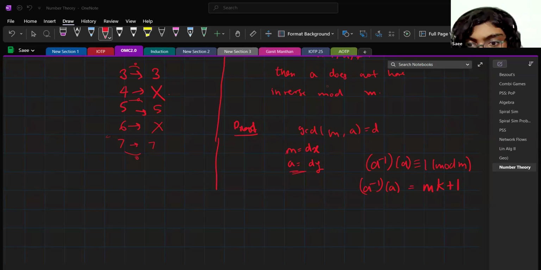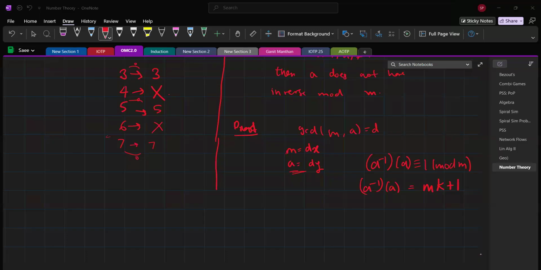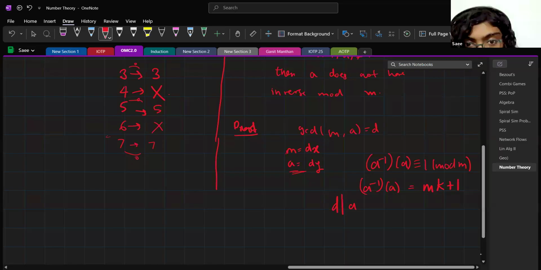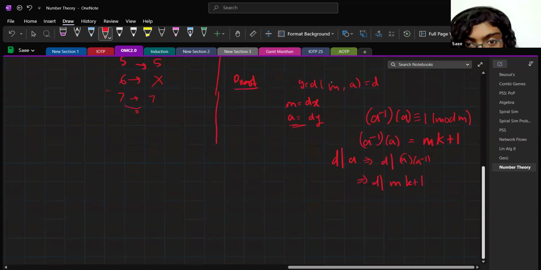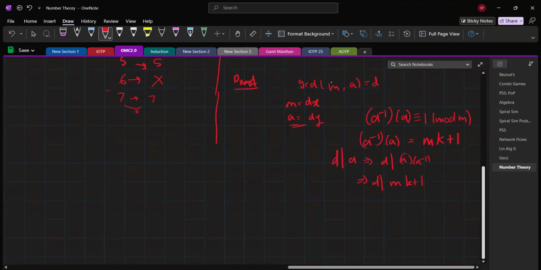Right? And how do we finish from it? Yes, that would imply that d divides 1, because we also know that d divides m, which implies d divides mk. So d divides mk plus 1 and it divides mk. So it means that d divides 1, which implies that d is equal to 1. But that's a contradiction because we assumed it's not.